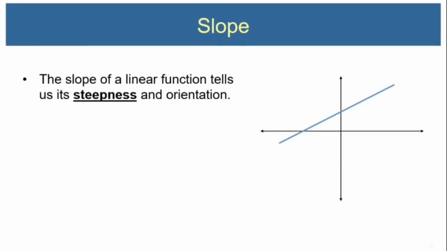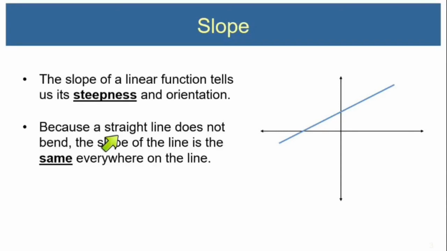Okay, now let's talk about slope. Slope is just a measure of the steepness of the line. So the slope tells us about the steepness and the orientation. And what I mean by orientation is it tells us whether the line is sloping uphill as we go from left to right or downhill as we go from left to right, or maybe it's a flat horizontal line or a vertical line. So the slope tells us the steepness and the orientation.